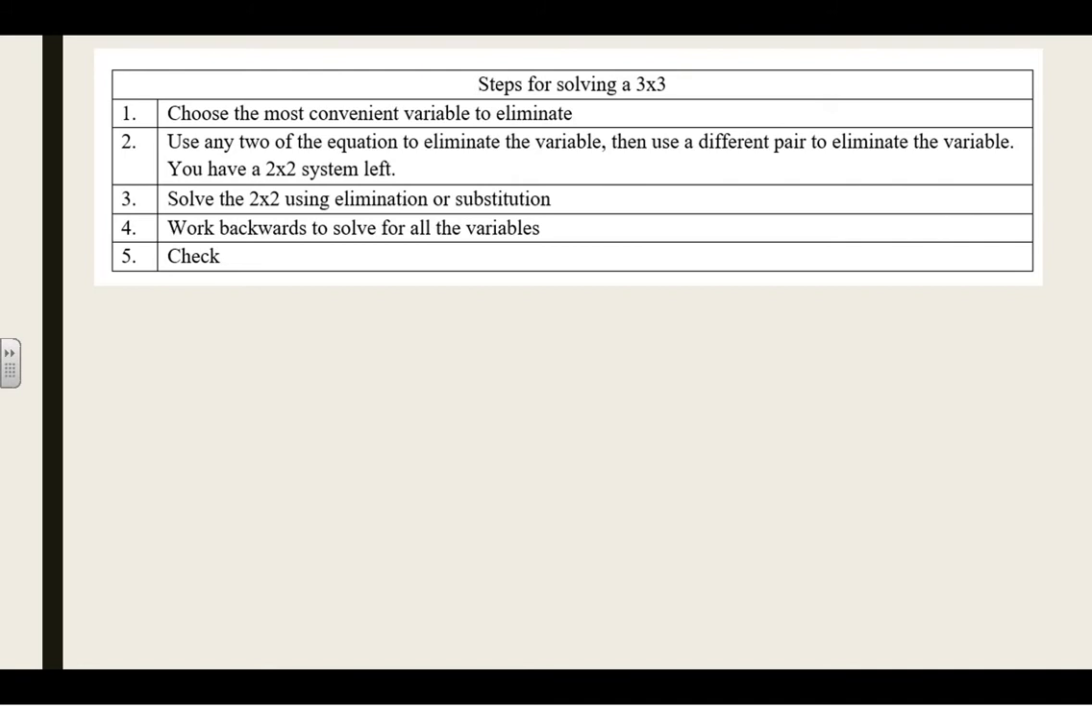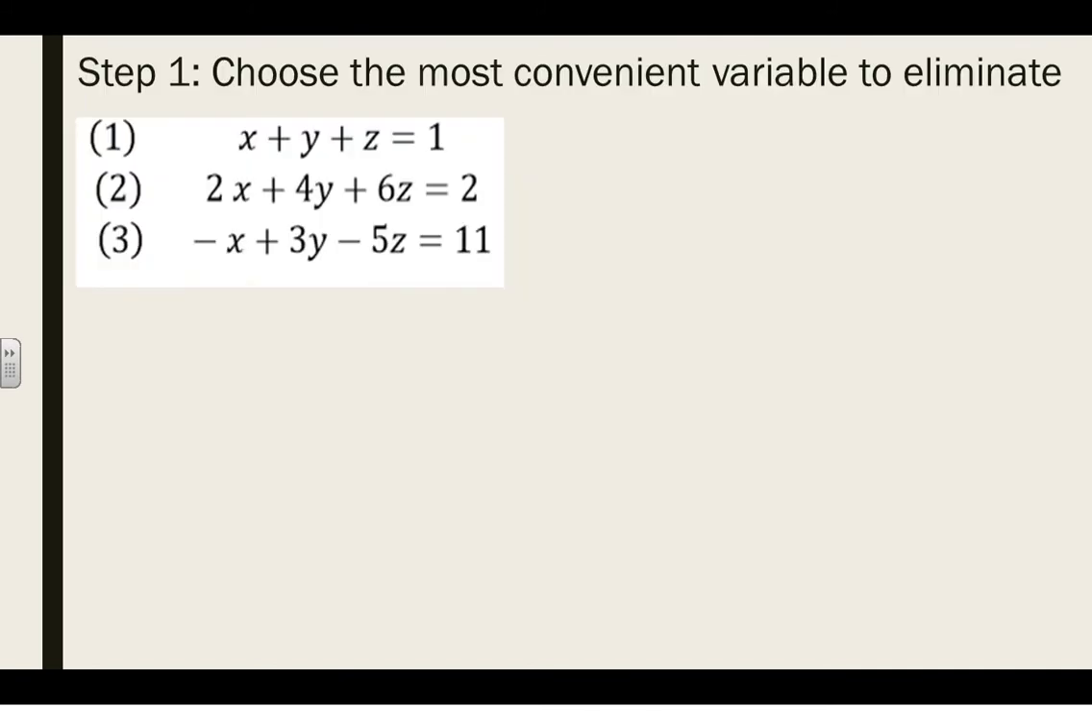Ah, the 3 by 3. Those are your steps. Eliminate a variable. Then do another one. Then do a 2 by 2. Then go backwards. So here we go. Always look at what you're working with.